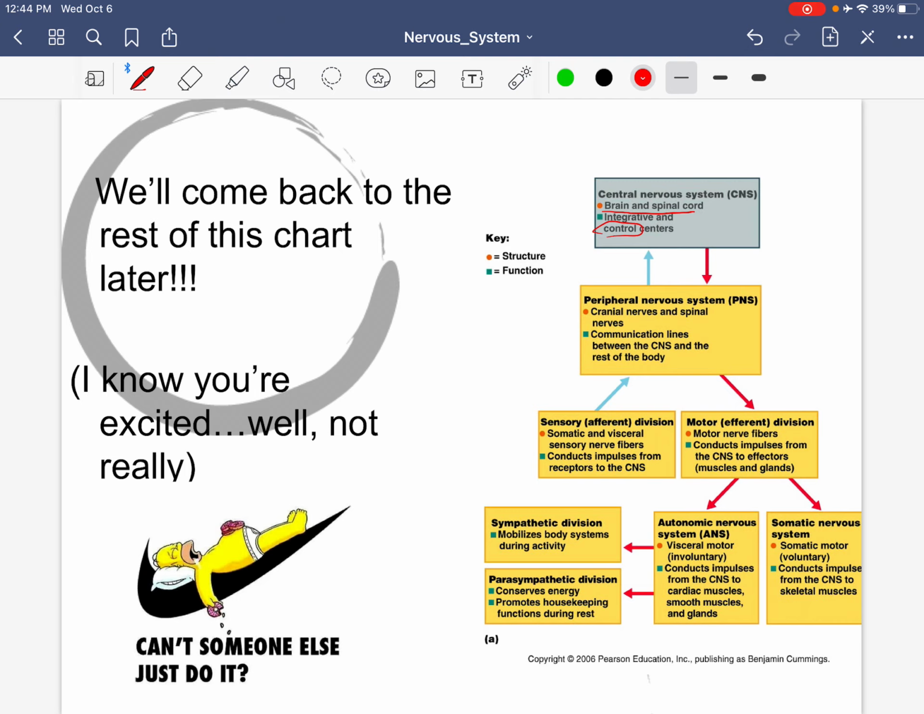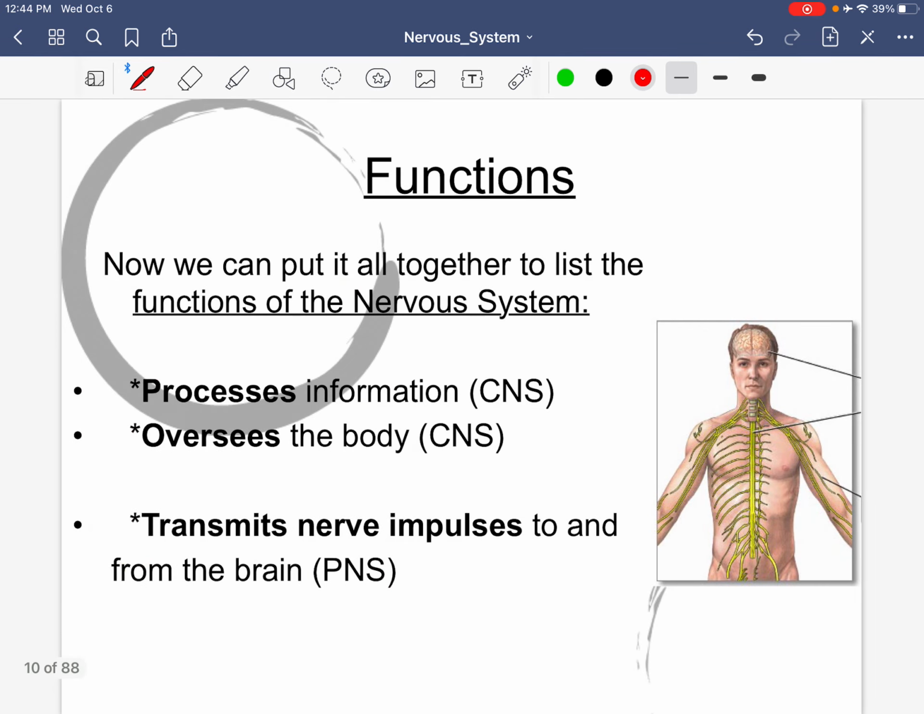So we can see those functions in here. Our central nervous system, brain and spinal cord: control and processing. Our peripheral nervous system, which is all the nerves outside of the brain and spinal cord: communication. This is where we transmit nerve impulses. All right, so then it makes sense. Control center over the body, processing information, and then transmitting nerve impulses to and from the brain. These would be the three primary functions of the nervous system.